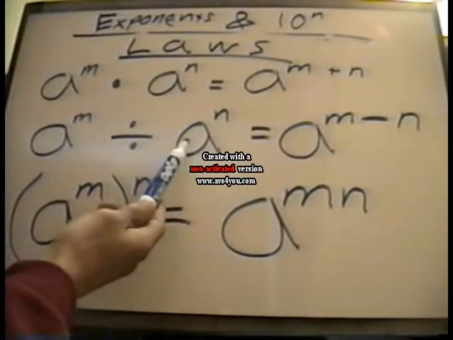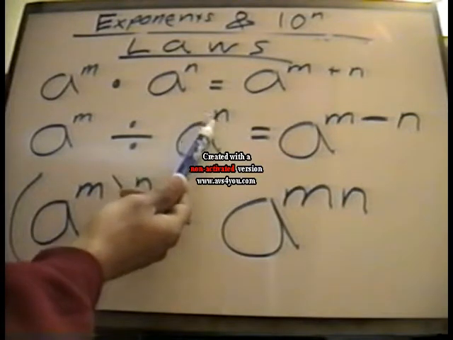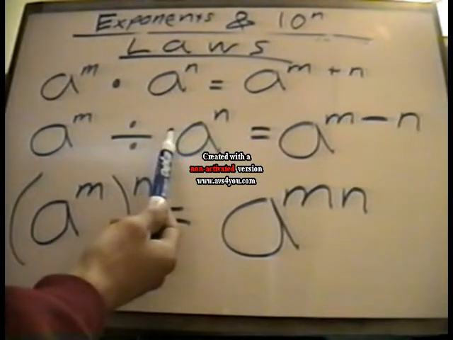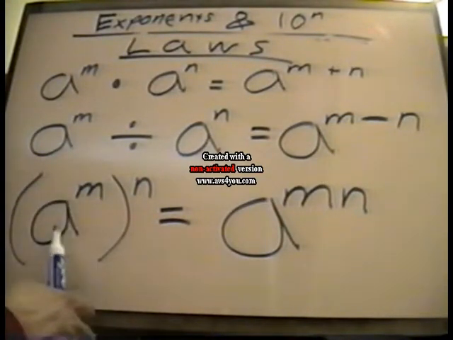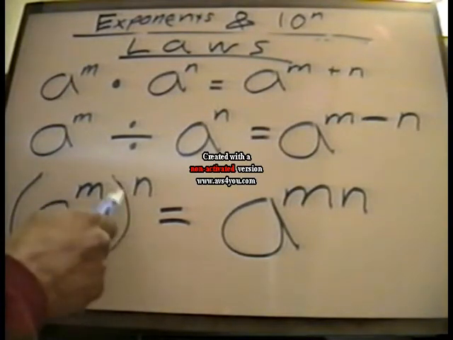denominator that is subtracted from the exponent of the numerator. And here for the power law, you have a to the power of m, also taken to the power of n. What you do is you multiply the exponents.